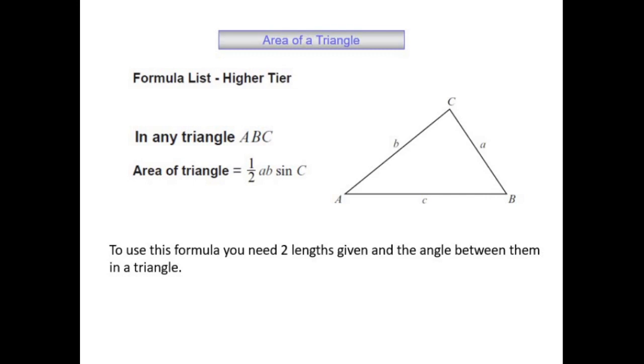Please notice the triangle. The angles are the capital letters. You can see your A is opposite the small letter a. B is the angle B, and it is opposite the length of the small b. And the same for C. The capital C is the angle, and the length is the small c, and it's opposite it. We use this formula when you are given two lengths and the angle that is between them in a triangle. It doesn't have to be a perpendicular height, it can be any two lengths of a triangle, and you need the angle between them.